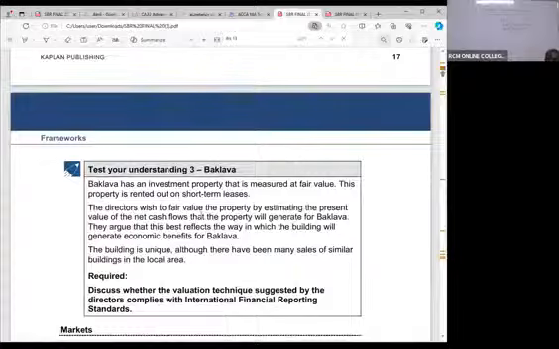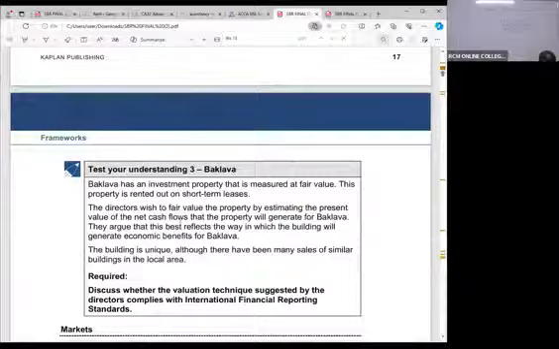This is level 3. And level 3 is only applicable for very unique buildings. Buildings in this case that have got nothing similar to compare to. But if you look at this very well here, the building is unique, although there have been many sales of similar buildings in the local area. So these guys should have used level 2 inputs, similarity.